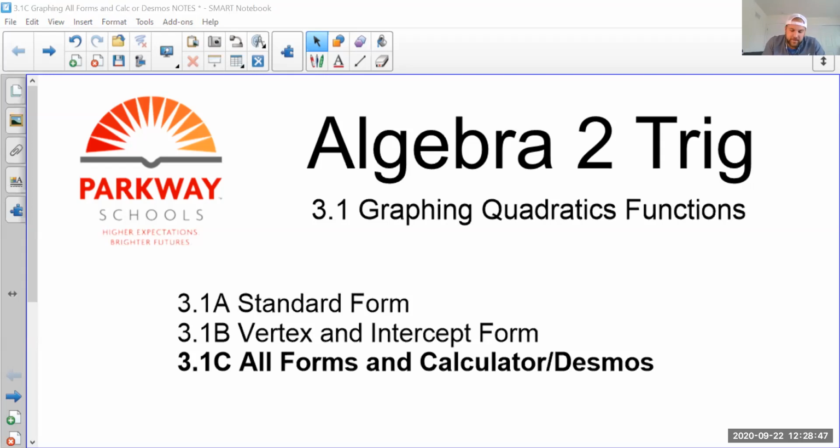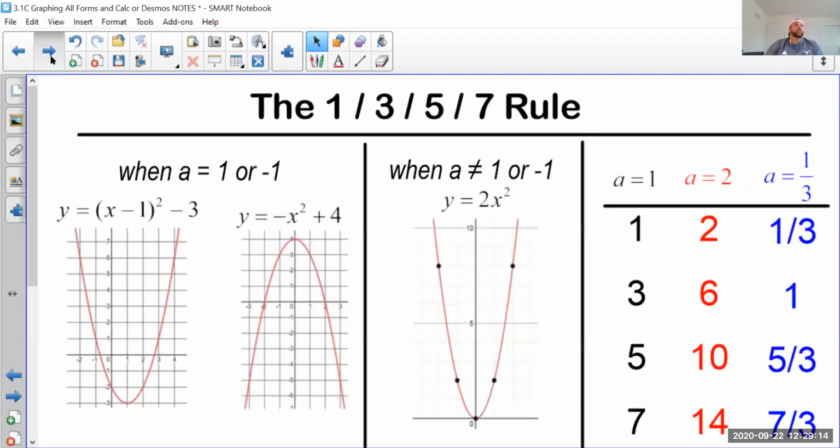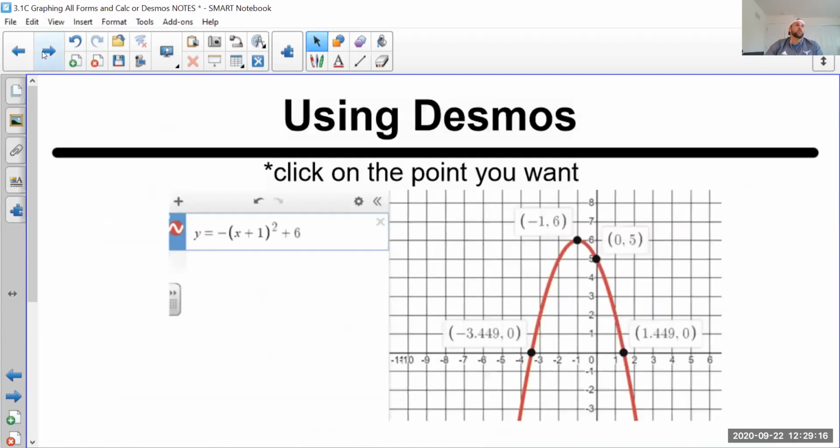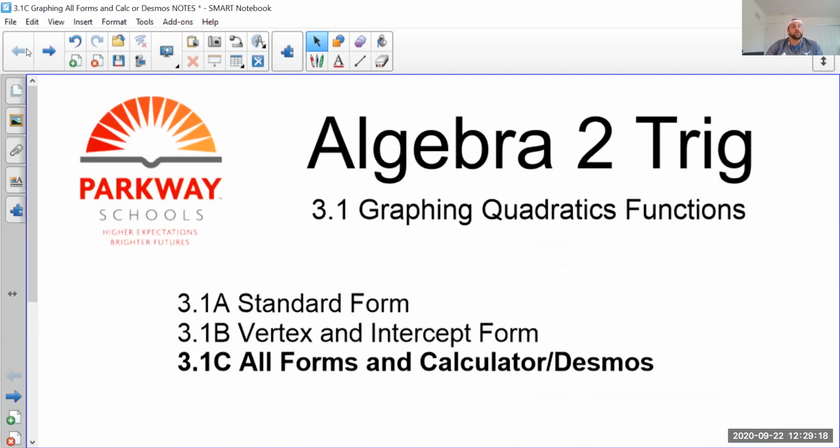So like I said, 3.1c is all about graphing as well. Yesterday we talked about 3.1 graphing the three forms. We talked about standard form where we have ax squared plus bx plus c. We have vertex form, and then we had our intercept form where it gave us our x-intercepts. So today we're going to look at those three forms again, and then we are going to just review those three forms, and then we're going to look at graphing using graphing calculators and/or Desmos.